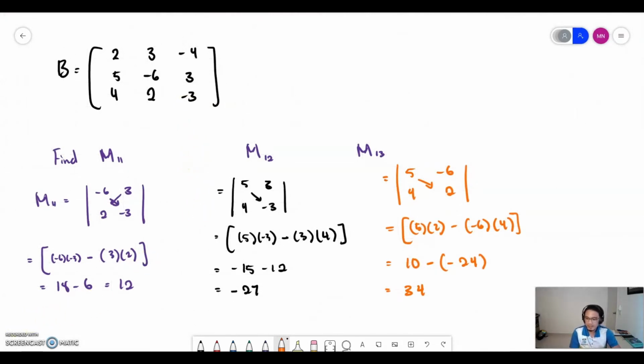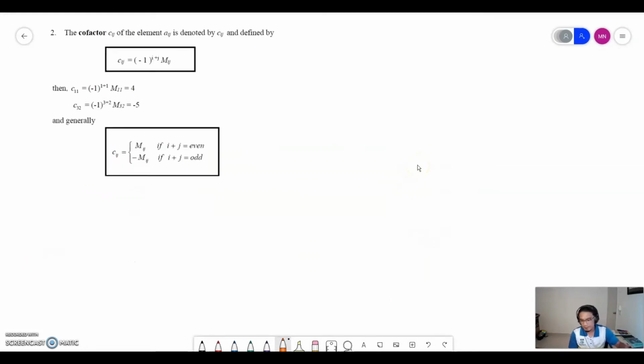3 matrices. Okay, so now since we already know how to find the minor, let's move on to the second step, to determine the cofactor. From the formula you can see in this box, the cofactor formula is that cofactor Cij is equal to negative 1 to the power of i plus j, Mij. The Mij at the back is actually the minor.